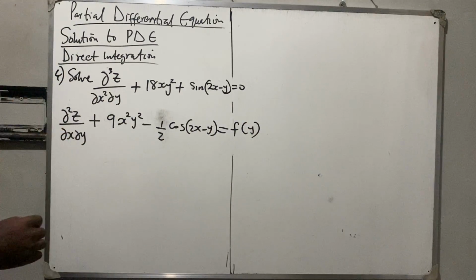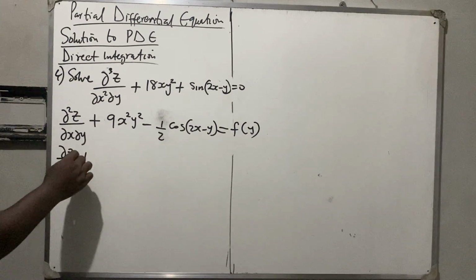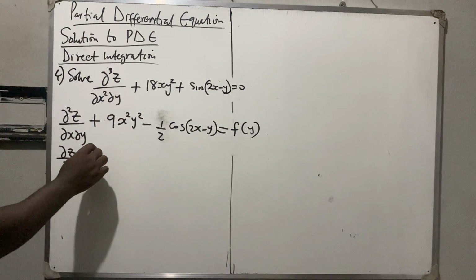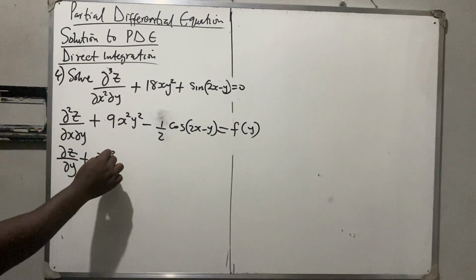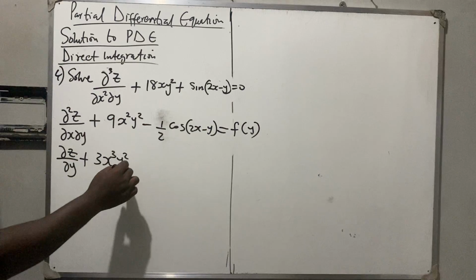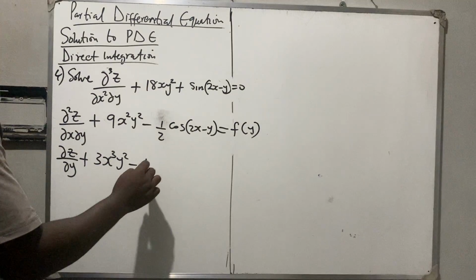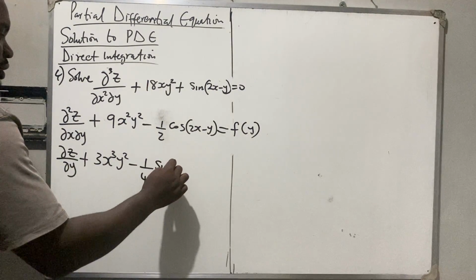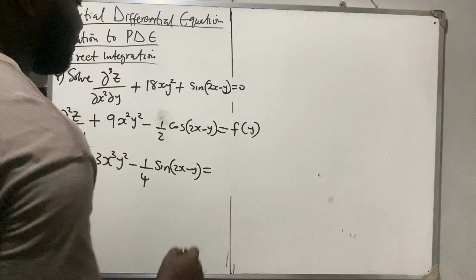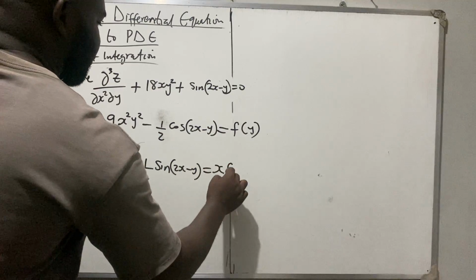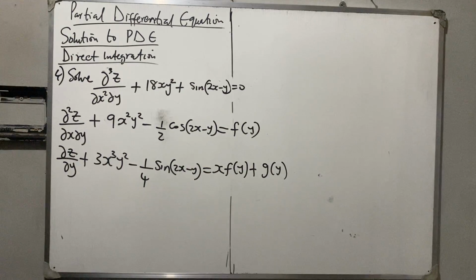Go again with respect to x. So I'm going to have partial z over partial y now, plus add 1 to the power, divide by the new power. So it's 9 over 3, which is 3. So 3x to the power 3 y squared. Minus, we go again, differentiate here, you have 2, use it and divide the integral of everything. So the integral of this will give you sine of 2x minus y, is equal to integrating this with respect to x, x times f of y, plus another function of y, because I integrated with respect to x.